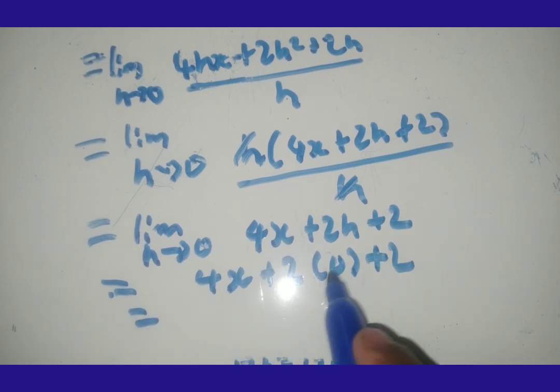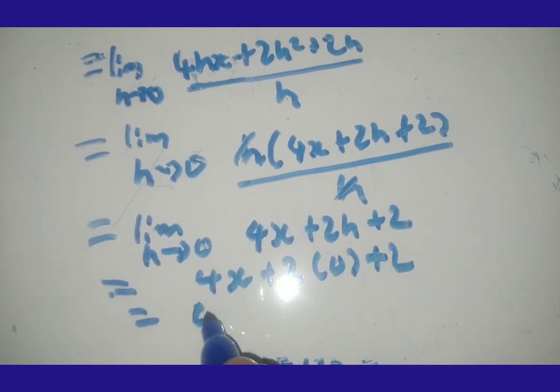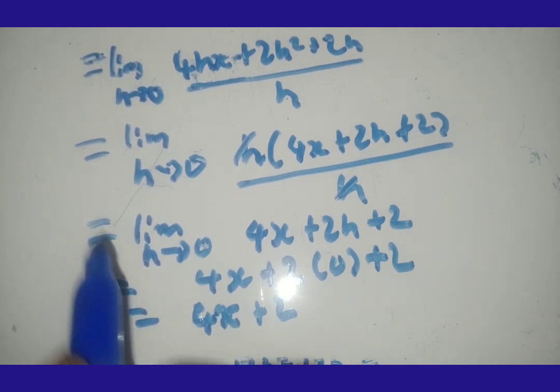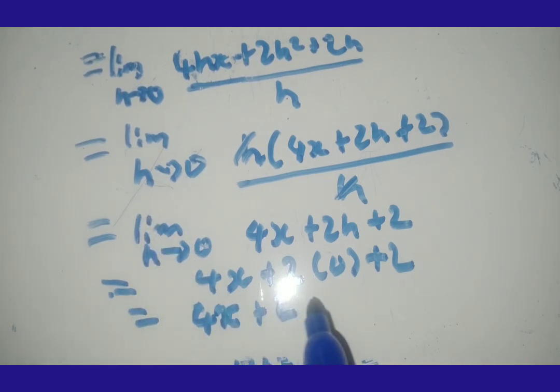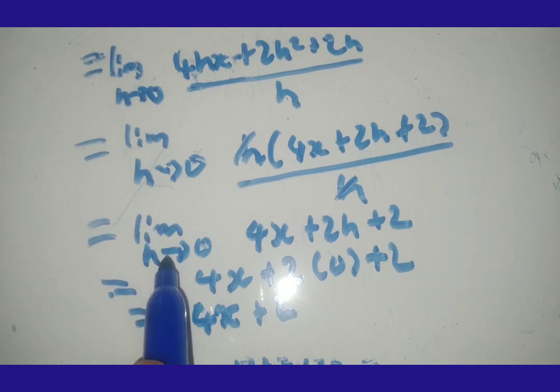Then 0 times 2 is obviously 0. So then the first derivative will be 4x plus 2. And that will be our answer. So we keep this limit as h tends towards 0 at every step. But now when we make it 0 finally, that's when we remove limit as h tends towards 0.